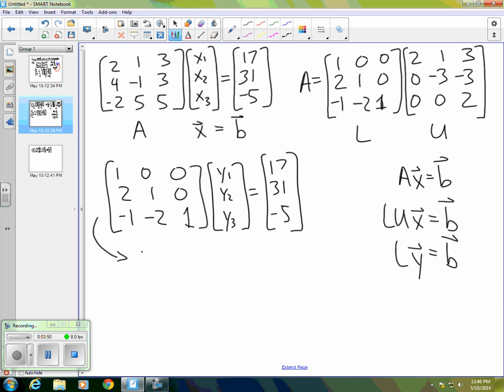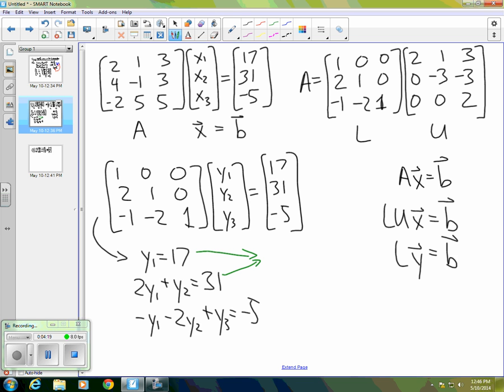The first equation is y1 equals 17. The second equation is 2y1 plus y2 equals 31. And the third equation is -y1 minus 2y2 plus y3 equals -5. It's clear from the first equation that y1 is 17. If we substitute that into the second equation, we have 34 plus y2 equals 31. So y2 is -3.